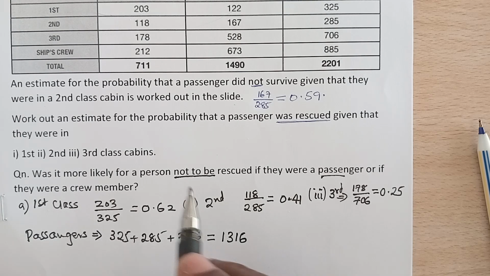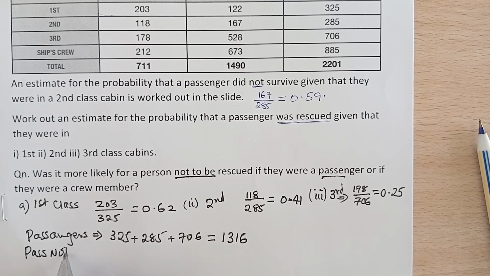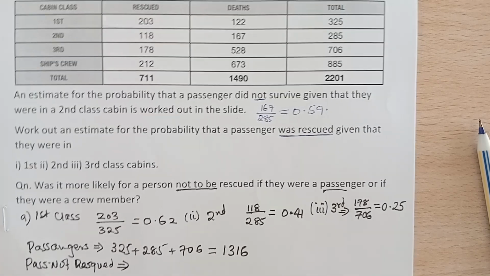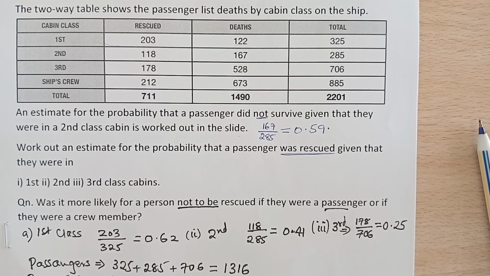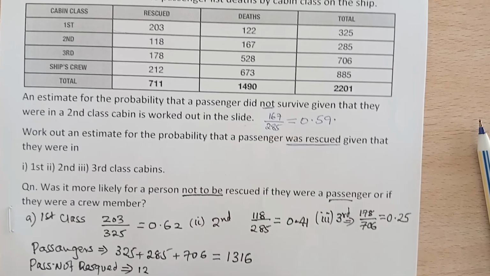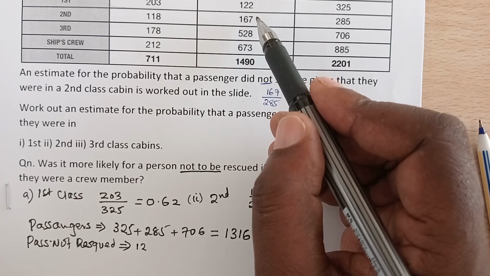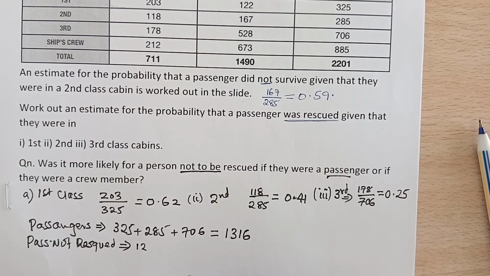Out of this, we are talking about those who are not rescued, the passengers who died, whether they were in the first class, second class, or third class. 122 in the first class died. 167 in the second class died. And 528 in the third class died.